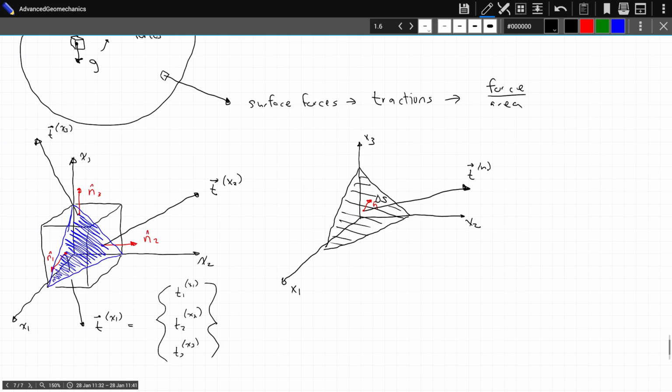So now we're going to attempt to draw those. Okay. On the back side, there's a traction vector T_x2. Over here, there's one T_x1, and down here there's one T_x3.